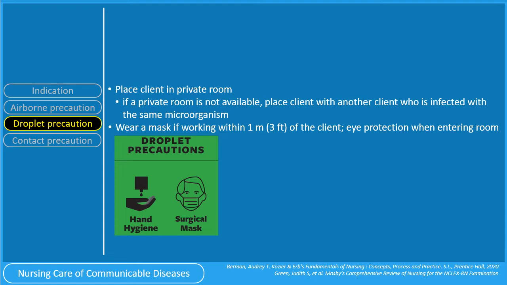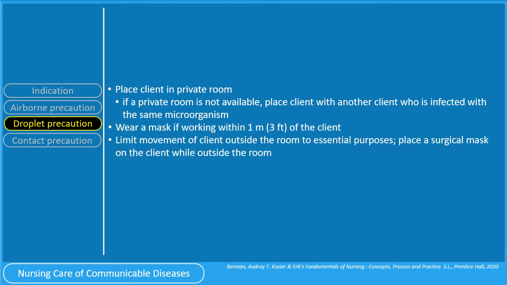For droplet, remember that the size of the particle is more than or equal to 5 micrometers, and thus they are not suspended in the air. When coughing or sneezing, a patient may disperse the droplet up to 1 meter or 3 feet, thus that is the limit of the distance for the droplet precaution. Limit movement of client outside the room to essential purposes. Place a surgical mask on the client while outside the room.